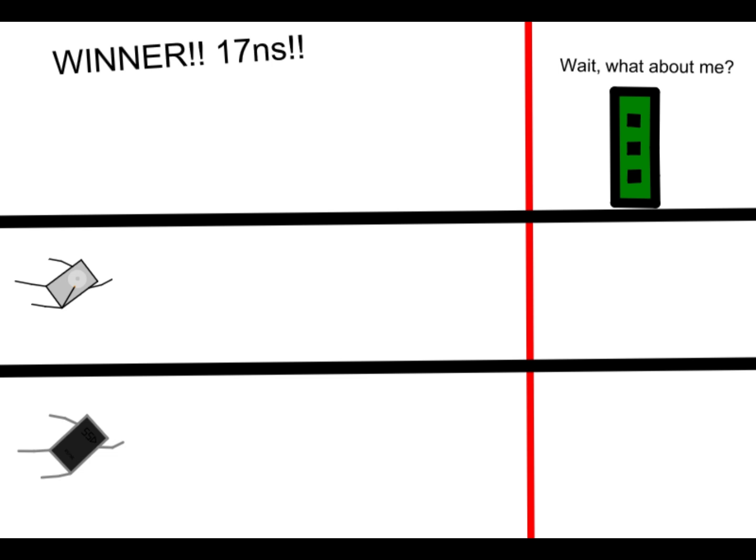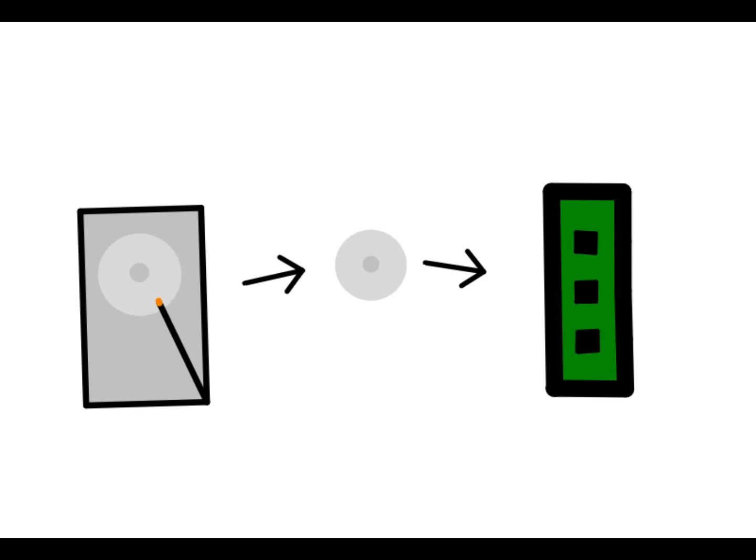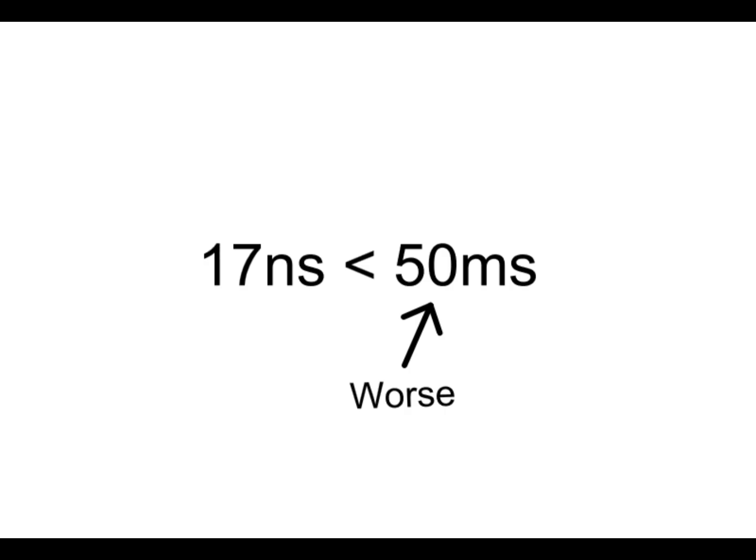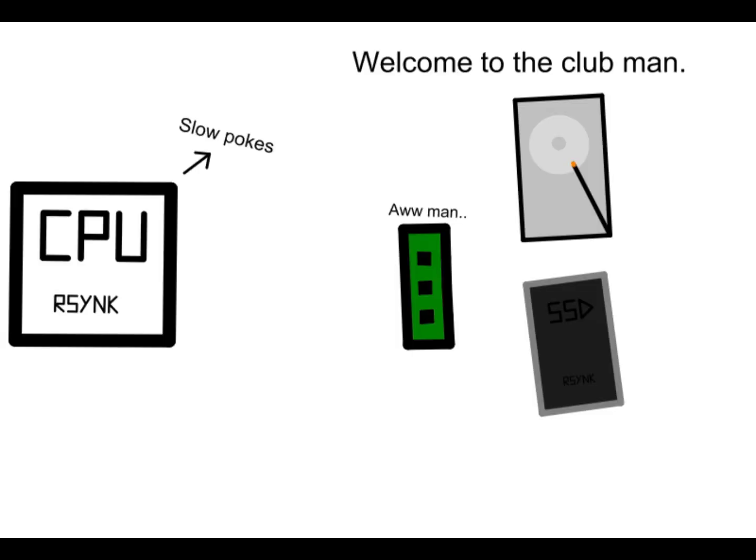Let's say you're loading a game. First, the game code loads into RAM, then it loads your save file, allowing the CPU to quickly access that data, about 17 nanoseconds compared to the 50 milliseconds it takes to access data from other storage devices. That's a huge difference. But even that's too slow for the CPU.